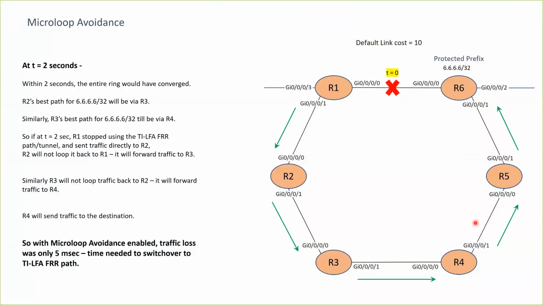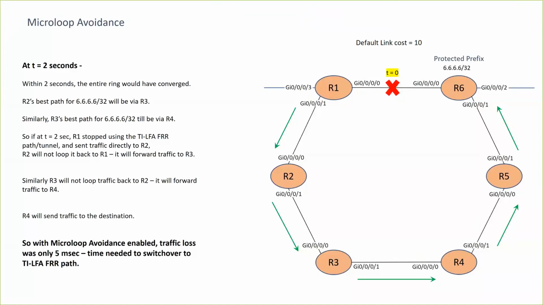RLFA doesn't do that. RLFA doesn't look at whether it is my post-convergence path or not. It will pick its nearest PQ. Maybe the nearest PQ is not my post-convergence path. So the path can change in case of RLFA once the reconvergence happens. In case of TI-LFA, the path will not change. That's another advantage.